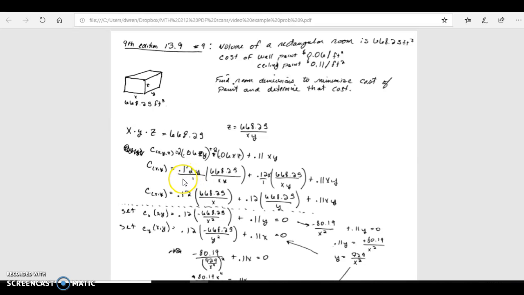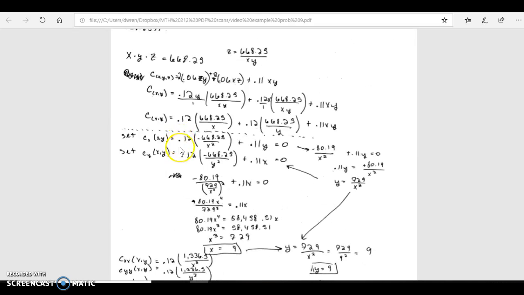Substituting in z, you get 0.12y times quantity 668.25 divided by xy plus 0.12x times quantity 668.25 divided by xy plus 0.11xy. Simplifying, 0.12 times 668.25 over x plus 0.12 times 668.25 over y plus 0.11 x times y.